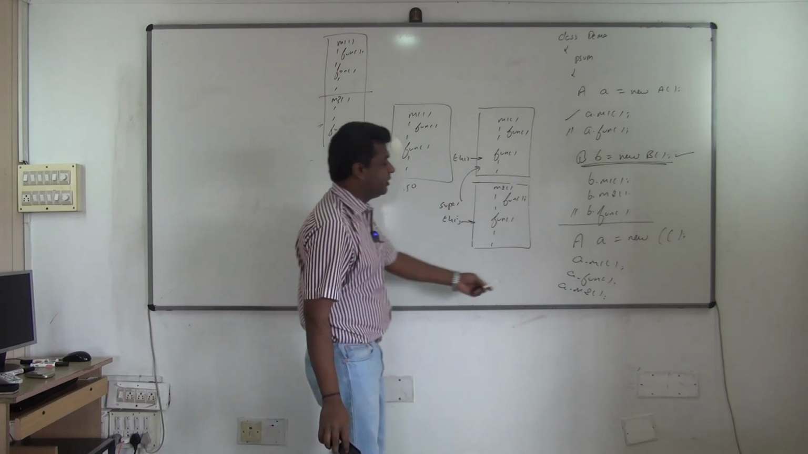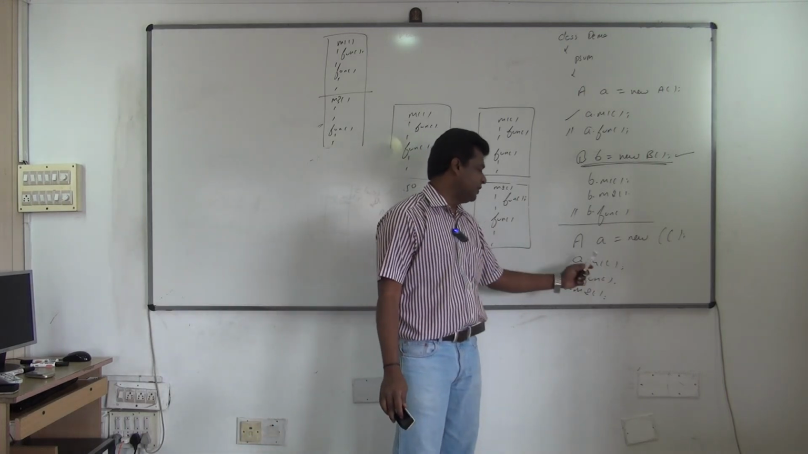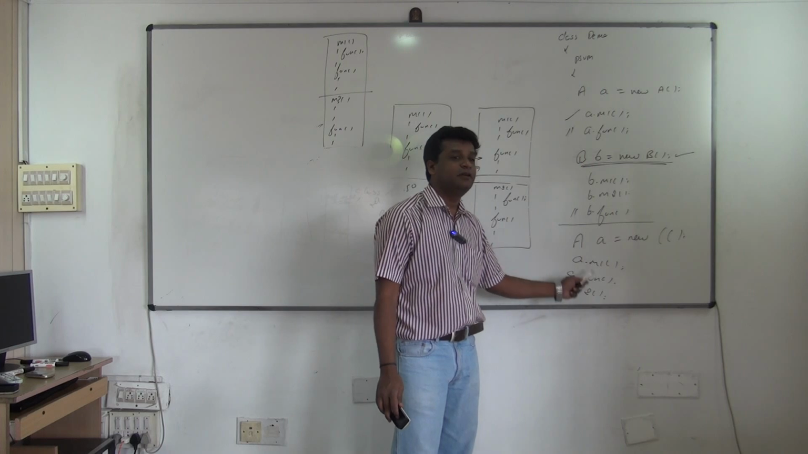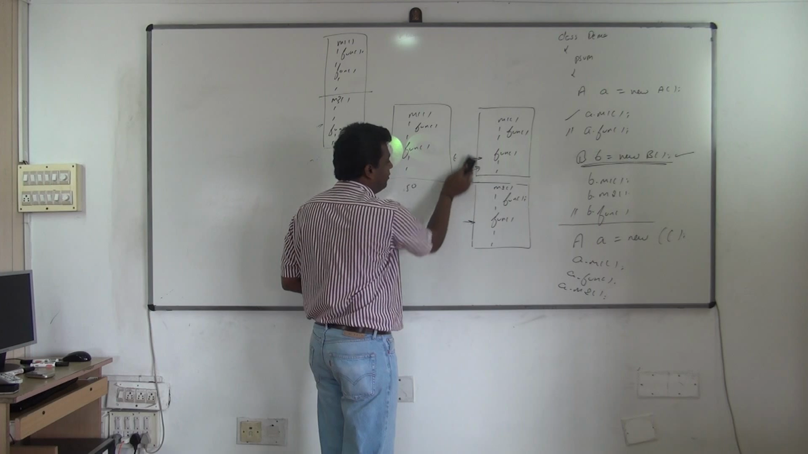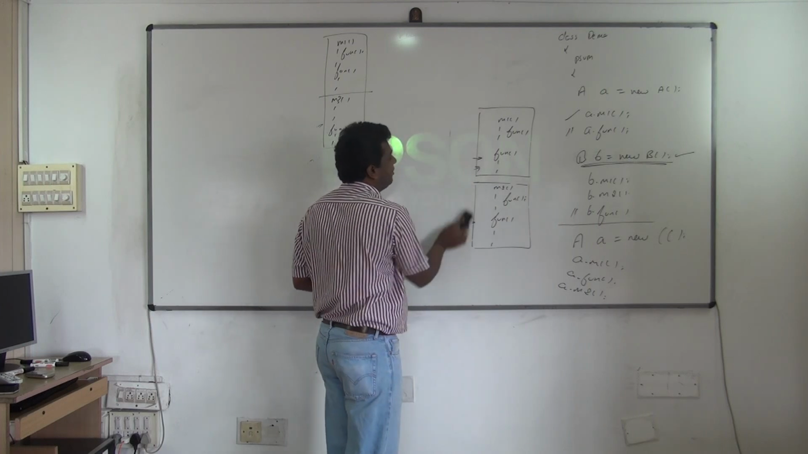And this is very, very important, what I showed you now. A is equal to new A dot M1. Remember, the method of fun is executed from subclass. Remember that. A is equal to new B. Do not forget this. This is very, very crucial now.